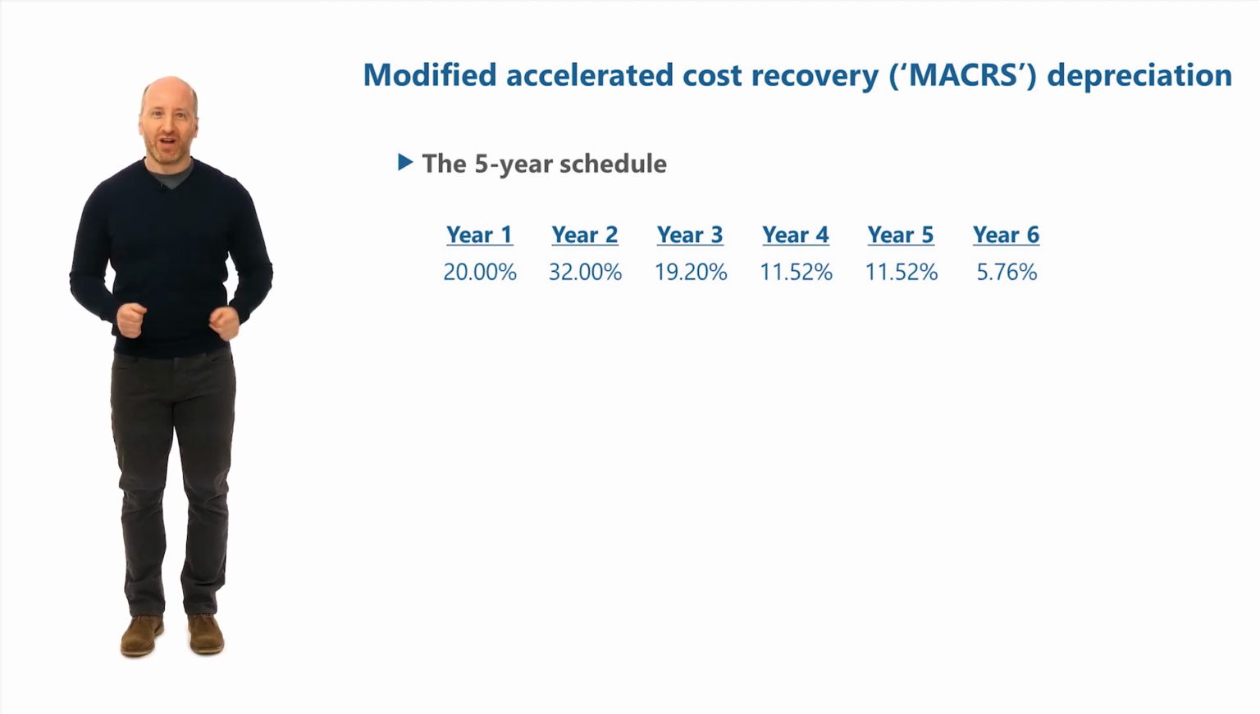For most wind and solar projects, the 5-year MACRS schedule creates negative taxable income for the first several years of an investment's life.